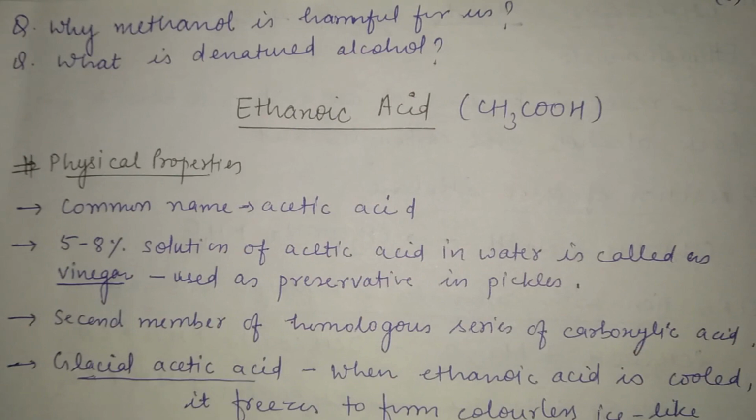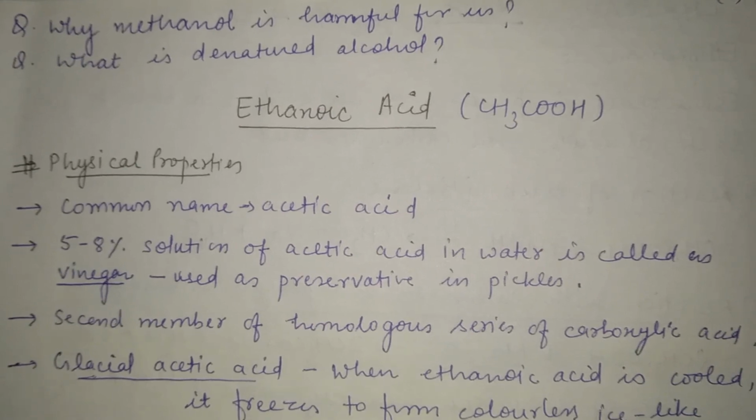To prevent the misuse of industrial alcohol, a small amount of poisonous substances like methanol or copper sulfate is added to the alcohol so that the misuse of the alcohol can be prevented. Dyes are also used to give color to the alcohol so that it can be identified easily, and this is termed denatured alcohol.